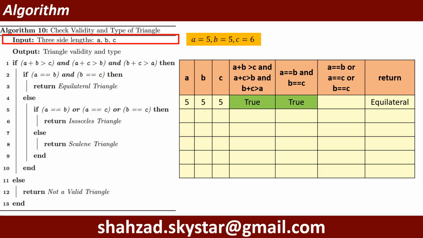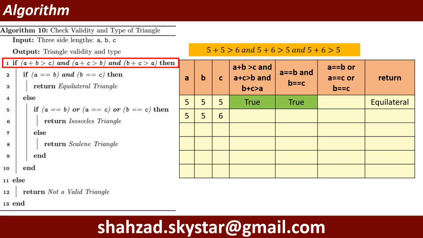Now I'm taking another input, A equal to 5, B equal to 5, and C equal to 6. In this case, 5 plus 5, 10 greater than 6, and 11 greater than 5, and 11 greater than 5. The condition 10 greater than 6 is true, 11 greater than 5 and 11 greater than 5 are true. All these three conditions are true.